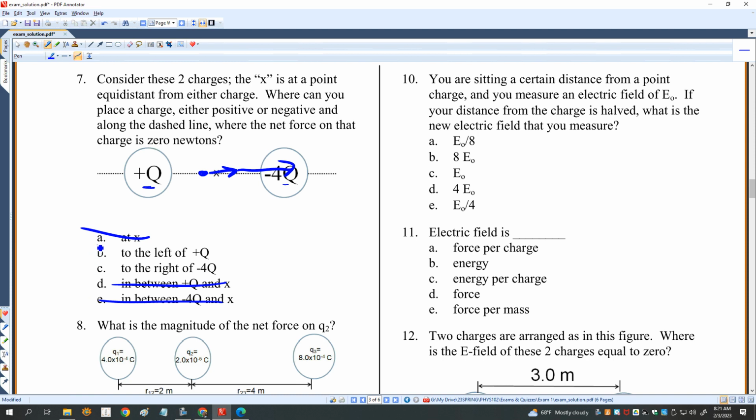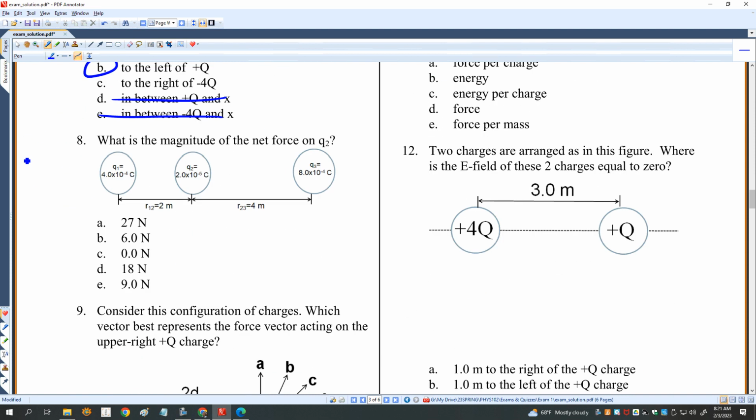And in general, you want to get far away from those big charges. So I'll probably assume that the answer is B, but let's just draw some sample vectors over here. The vector due to that plus q charge is going to be in that direction, and the vector due to the minus 4q charge is in that direction. Now, the minus 4q charge is bigger than the plus q charge, but I'm farther away from it too. So there is a place where I can get a net force equal to 0.